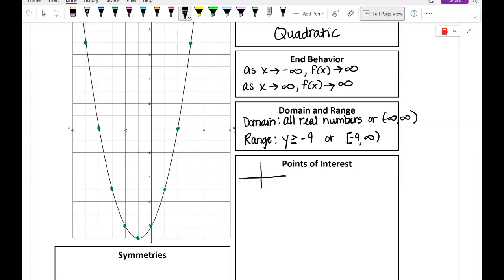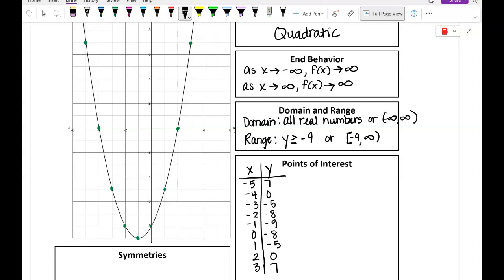So if we create our x, y table: -5, 7, -4, 0, -3, -5, -2, -8, -1, -9, 0, -8, 1, -5, 2, 0, and 3, 7. So those are points that we can identify from the function. But now, which of those points would we classify as points of interest?